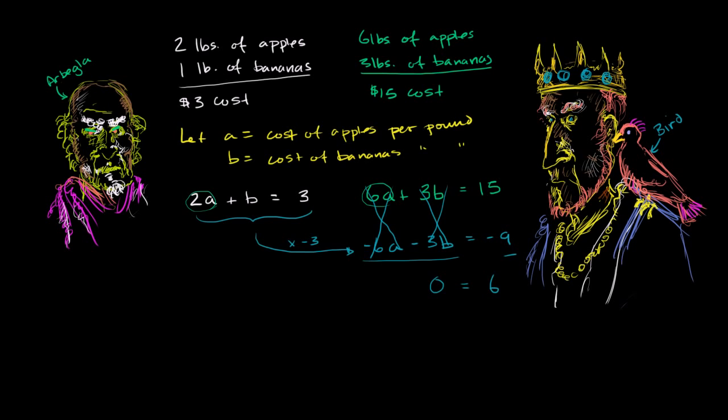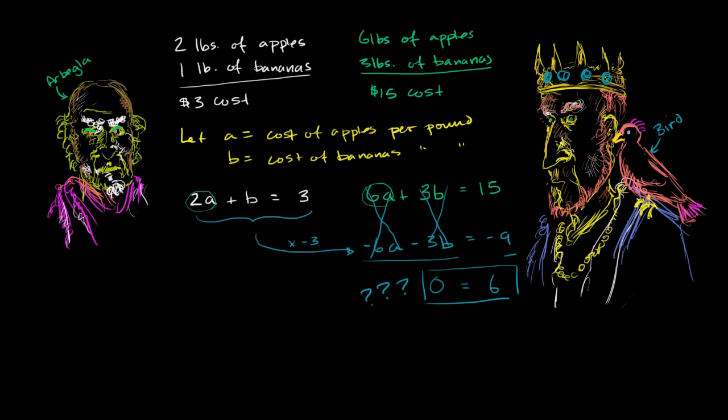So we get this bizarre statement. All of our variables have gone away, and we're left with this bizarre, nonsensical statement that 0 is equal to 6, which we know is definitely not the case. So what's going on over here?